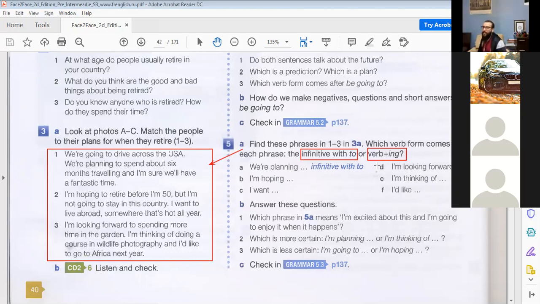So we moved from be going to for the future into 6 different ways of talking about the future. So the question is, first of all, let's decide what verb form comes after these phrases. The first one is already answered. We're planning. You have to use infinitive with to.